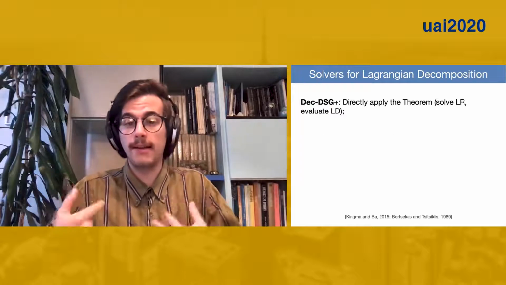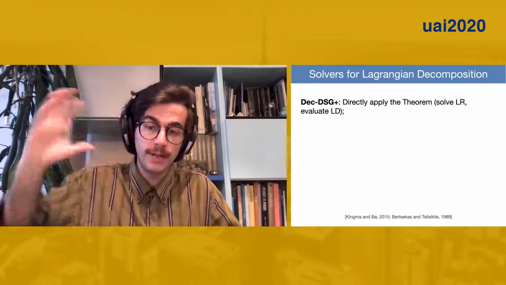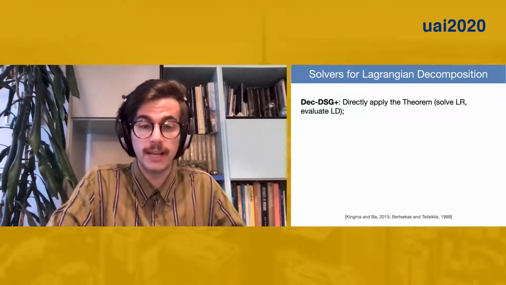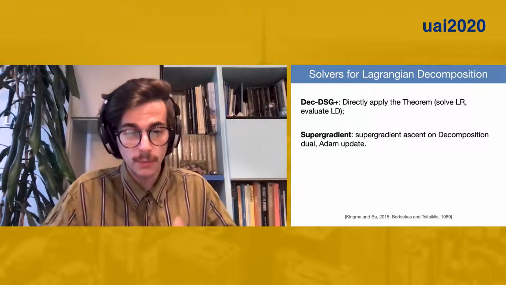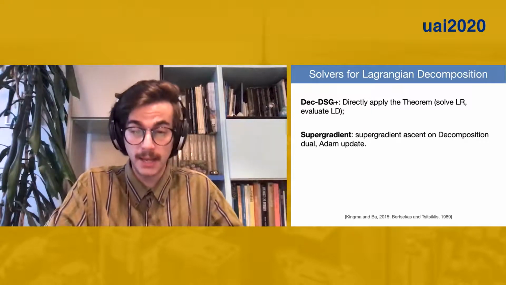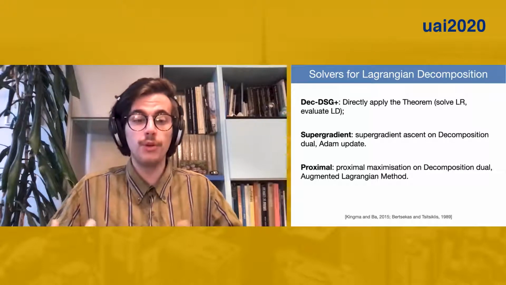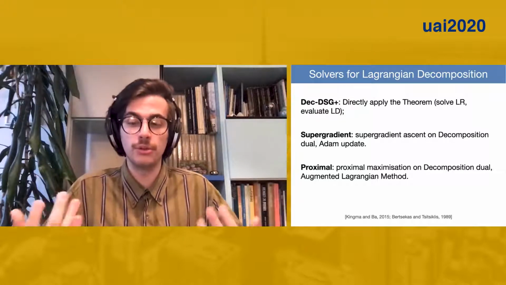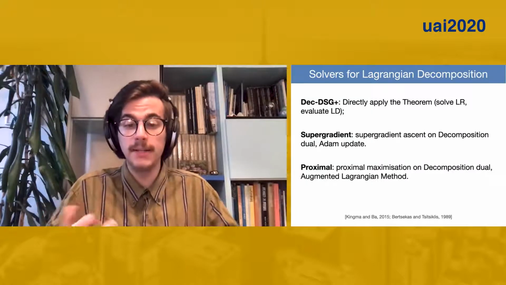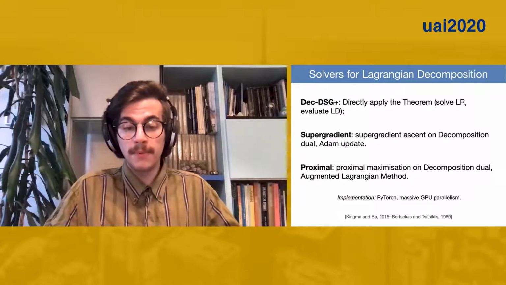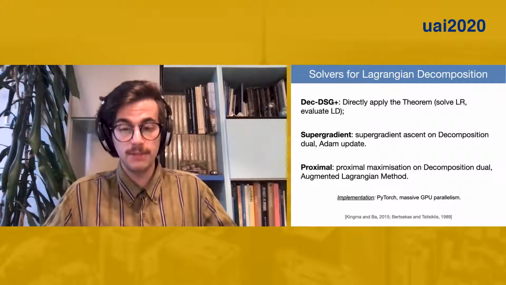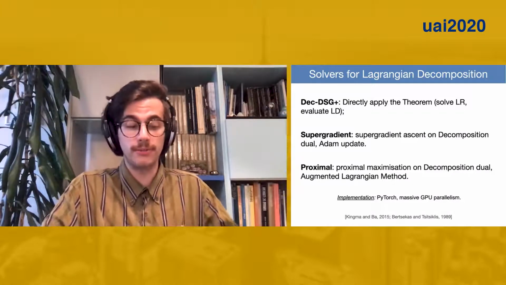The first is a direct application of the theorem. So we solve the relaxation, obtain a dual solution, and plug it in the decomposition to hopefully get a better bound. Alternatively, we do supergradient descent directly on the decomposition dual with Adam updates, or finally, we do proximal maximization on the decomposition dual, yielding the augmented Lagrangian method. For technical details, please refer to our paper. Implementation-wise, we employ PyTorch, and this allows us to exploit both massive GPU parallelism and also the convolutional structure of the networks.